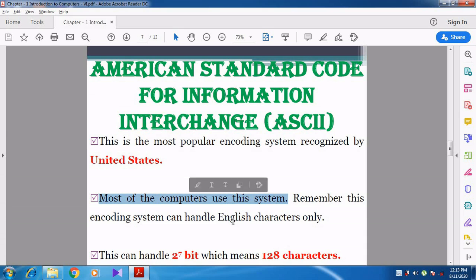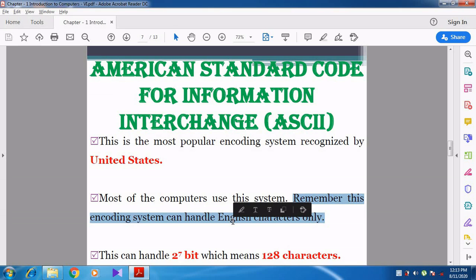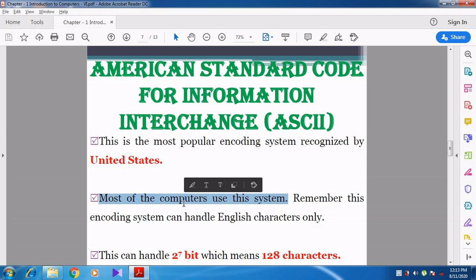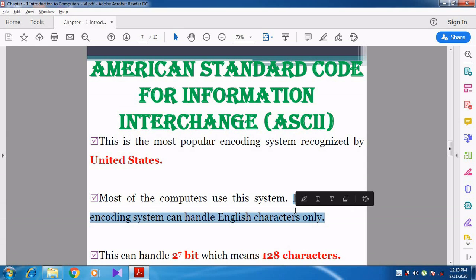But you want to remember one thing, this particular system can handle only the English characters. It is able to handle only the English language. It is not able to handle any other language. That is a must-remember thing, because the Americans developed it for their language, right? So this is the most popular encoding system recognized by the United States. Most of the computers use this particular system. It can handle only the English language.